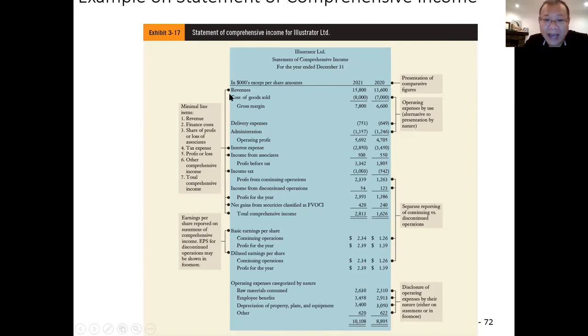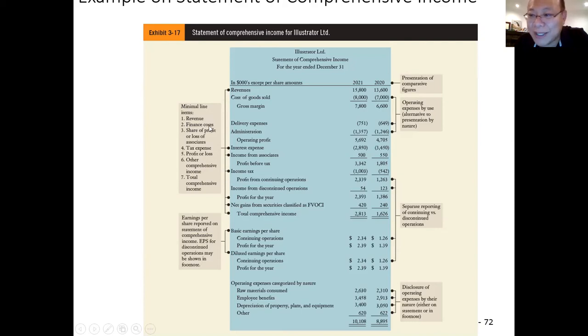Now, moving to the left, I want you to focus on these black dots right here. These black dots mark these lines as the minimum lines. Basically, these items are the minimum requirement. You have to have these lines in the presentation. First one, revenue. Of course, you have to present your revenue, right?